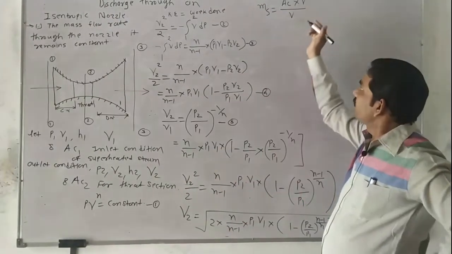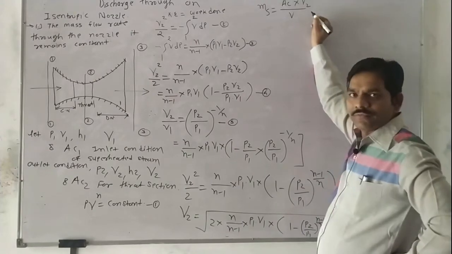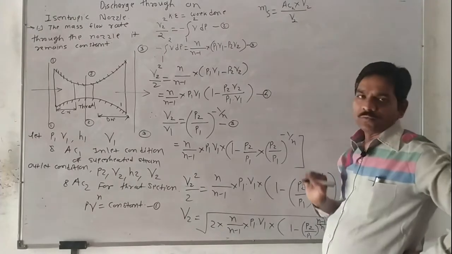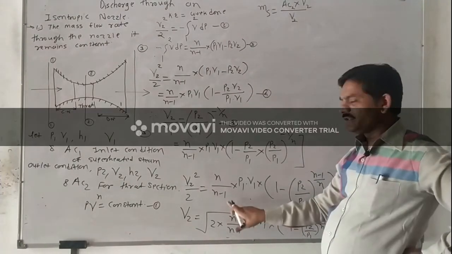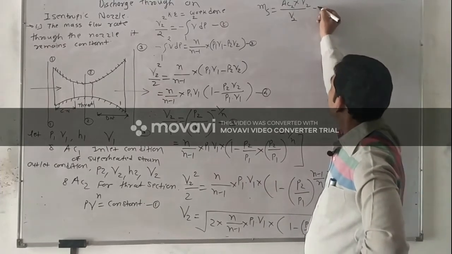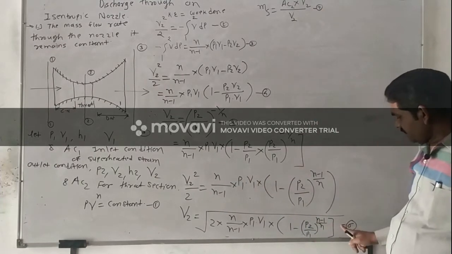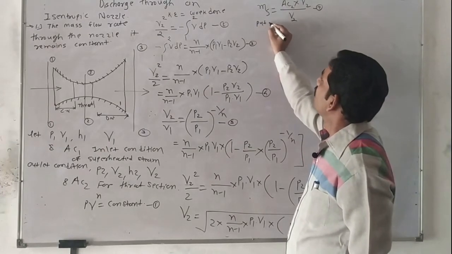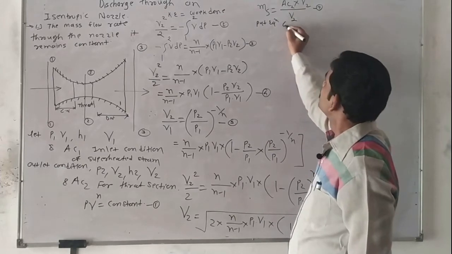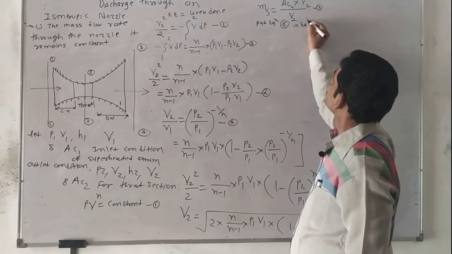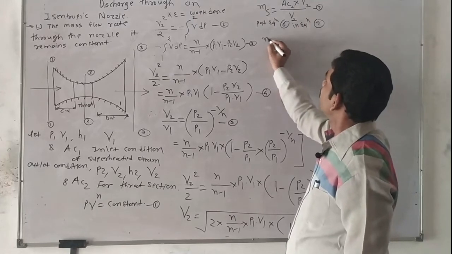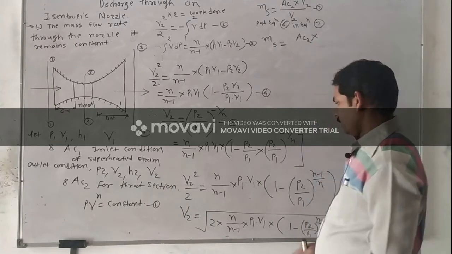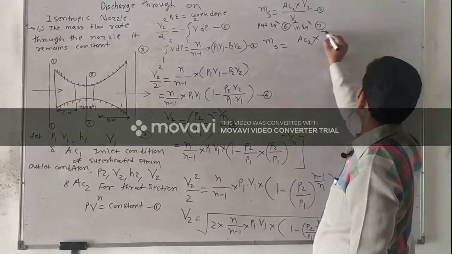So for the throat section, we consider the velocity is V2, the cross sectional area A2 and the specific volume is v2. Okay, so this V2 is replaced by this. Suppose I call this equation number 7. So put equation 6 in equation number 7. So what do we get? We get m dot is equal to A2 into V2 replaced by this value.